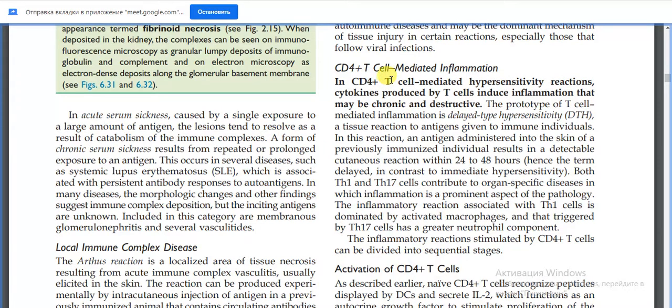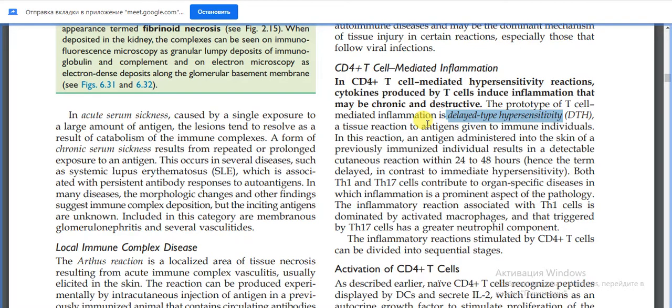CD4 positive T cell mediated hypersensitivity reactions: cytokines produced by T cells induce inflammation that may be chronic and destructive. So remember, CD4 positive cells don't kill cells directly, but they cause the formation of a lot of cytokines and attract more and more inflammatory cells to this area. And this T cell mediated inflammatory reaction, in some books you can find this name, delayed type hypersensitivity.